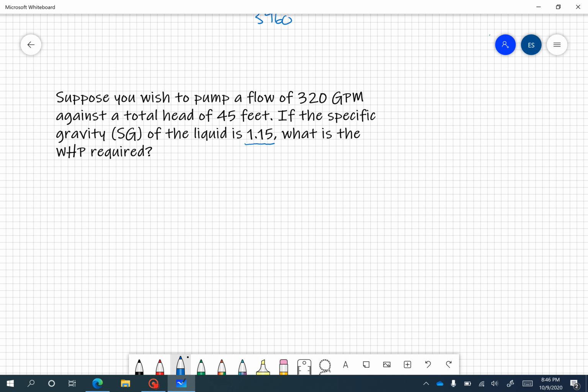So let's set our problem up. Remember, flow in gallons per minute, 320, times feet of head, 45 feet. And because the specific gravity is not 1, because it's not the same as water, we have to factor that in. So 1.15 specific gravity all over 3960. So let's go ahead and multiply this one out.